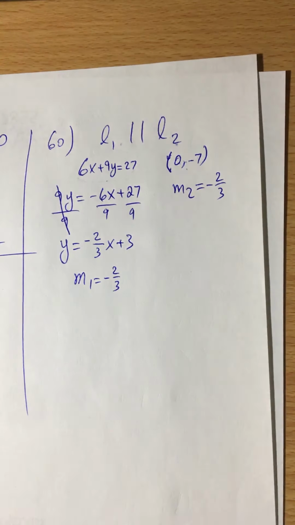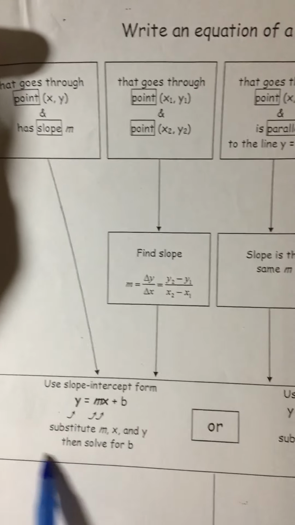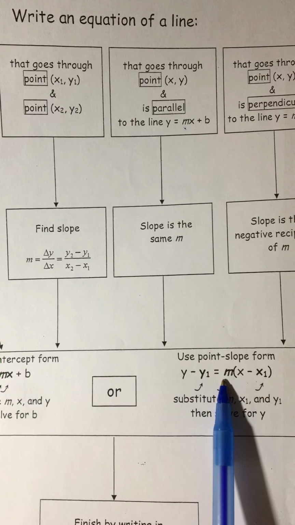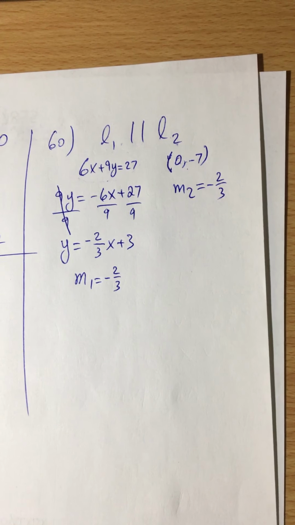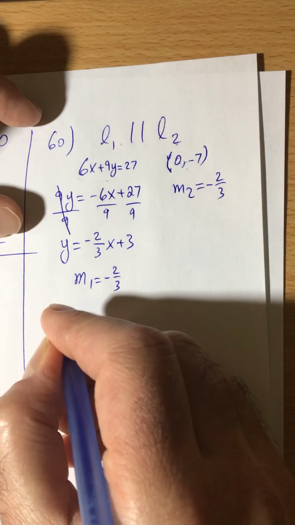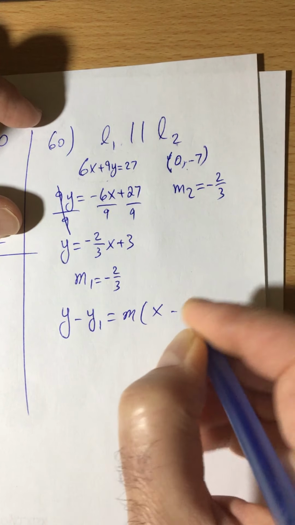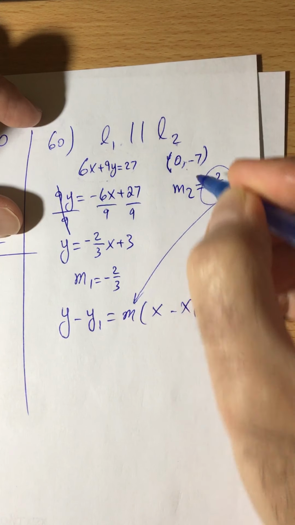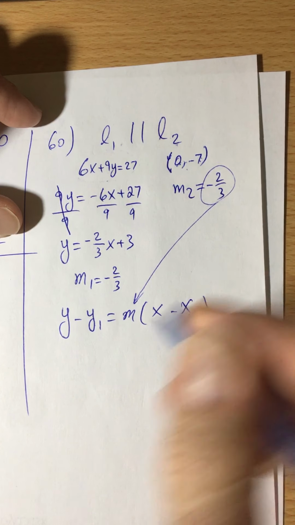Okay, now I want to find the equation of that line. I have a point, I have a slope. I go straight down to this box, and I'm going to choose the point-slope form because we haven't used it. So I'm going to plug everything in here. Point-slope form is this. So I have the slope, voila, goes right there. And the point that's given to you, you put it right here and here.